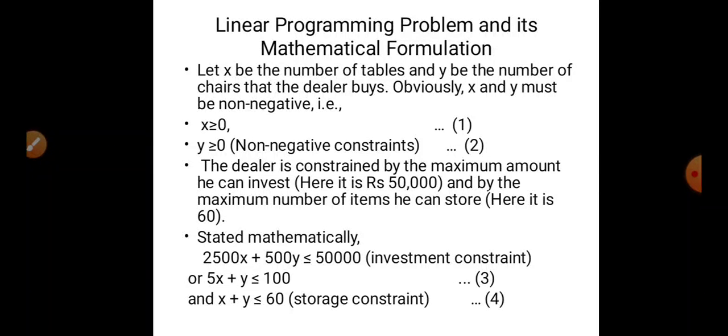So the total cost of chairs and tables, which are x and y he has bought, will be 2500x plus 500y. That must be less than or equal to 50,000, because this is the investment constraint, or a condition restriction.